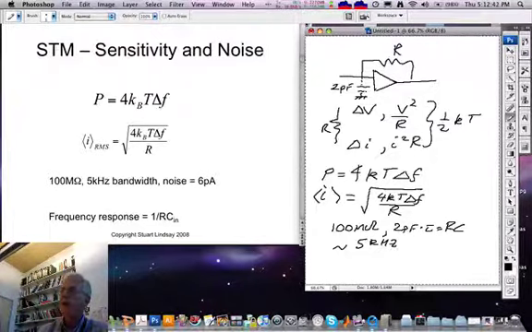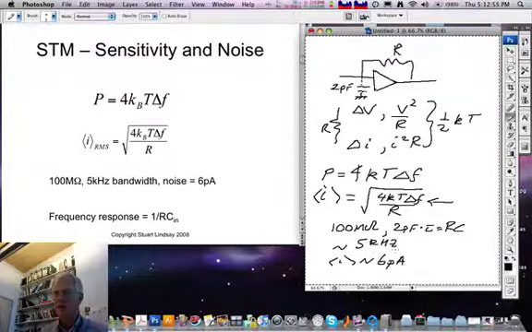If we now plug this back into this formula here for delta I, we would calculate then a noise threshold for current of around about 6 picoamps. One can do better than this, but at the expense of bandwidth.